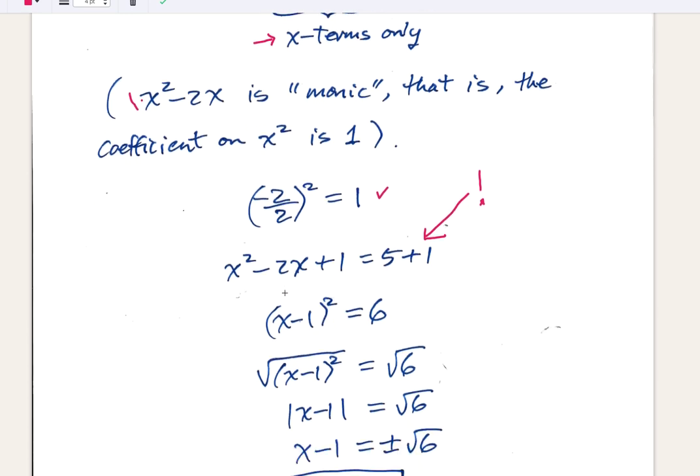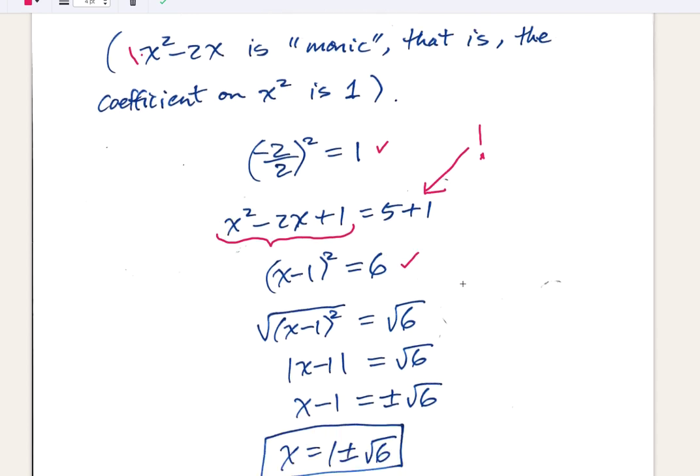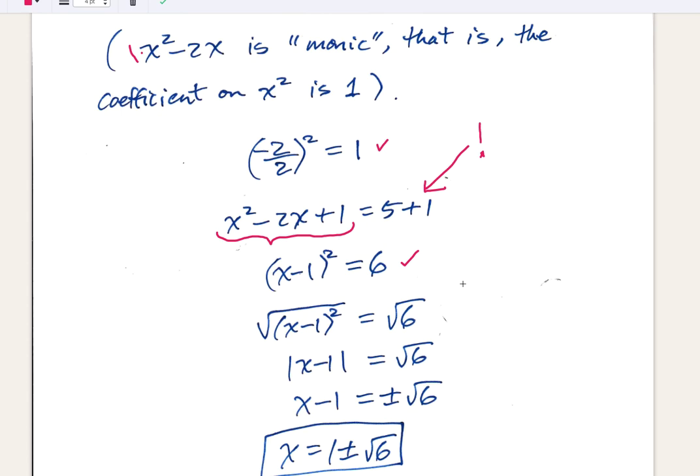And what should have happened if you did this correctly is this thing now should be a perfect square. Okay? So that's a perfect square. And in fact, if you think about it just a little bit, that's the square of x minus 1. On the other side, we get what? 6. So we've got a new quadratic equation here. But this is easy to solve by taking square roots.